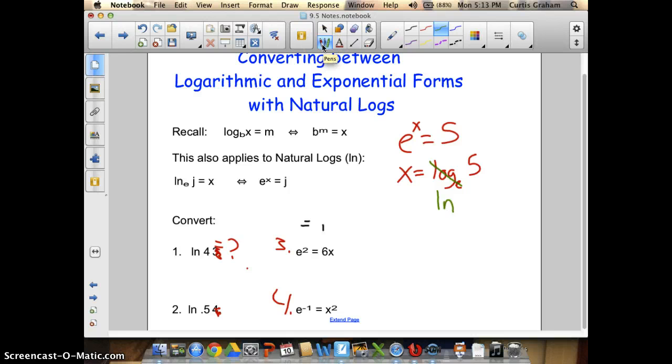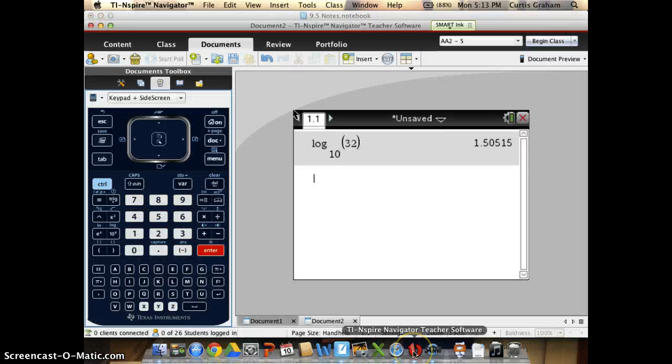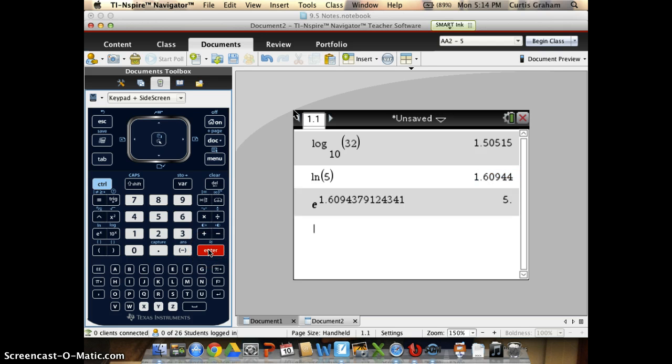You're going to see that ln quite a bit. It means log base e. And just like normal, I can type that in my calculator. Natural log of 5. The exponent that is required to get 5 using e as my base is 1.6. I'll verify that: e to the 1.609 is 5. So you can see that works.